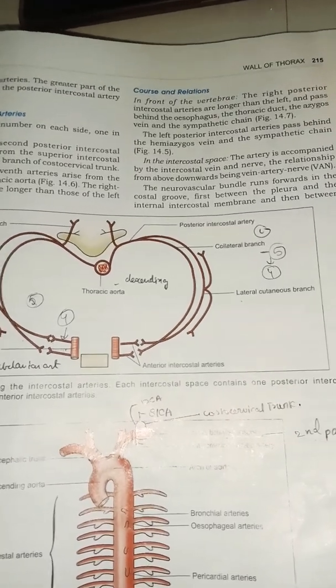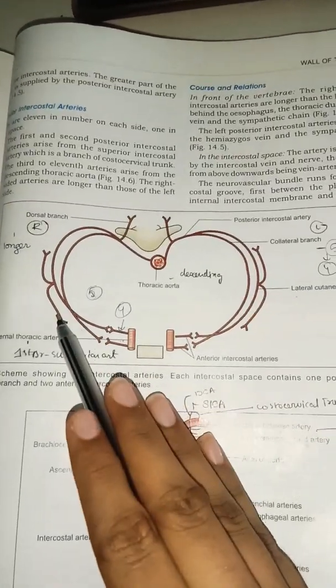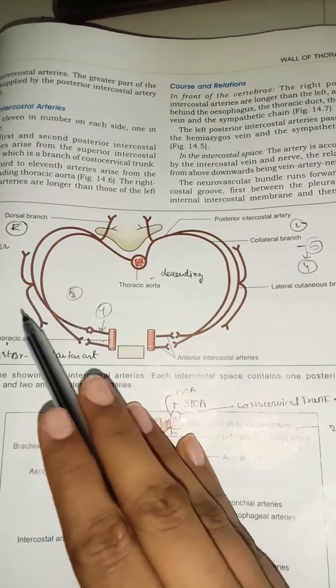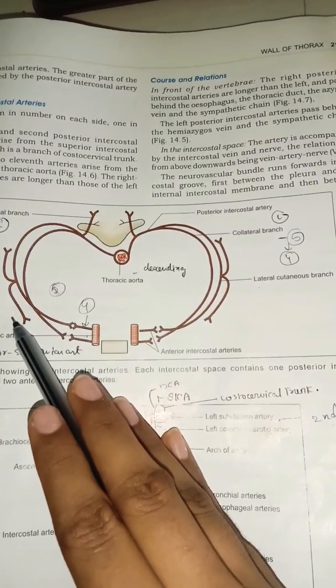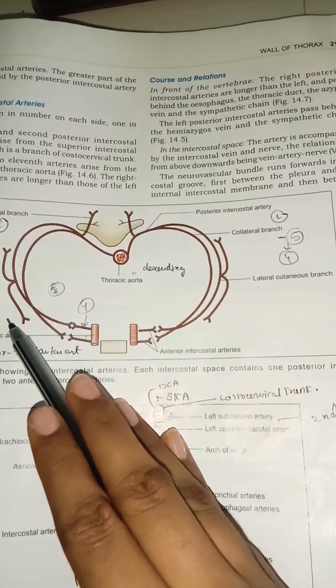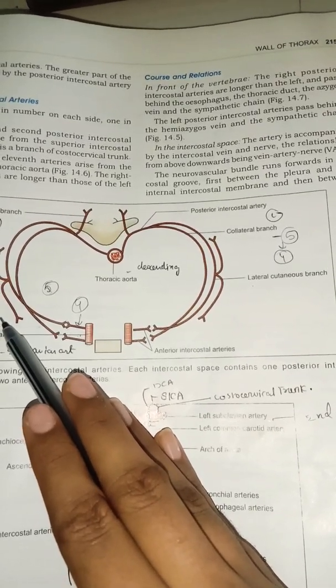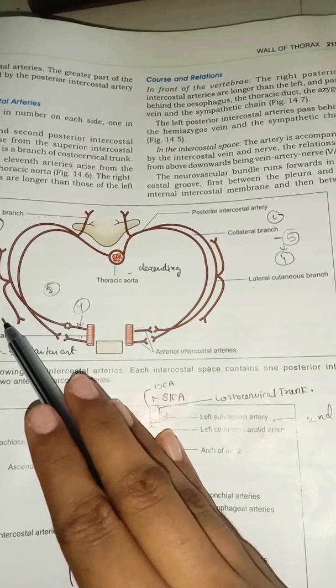And next, the mammary branch. Also some mammary branches are coming. This is a mammary branch. This mammary branch is especially seen in females from the 2nd, 3rd or 4th space artery, and also supplies the mammary gland. And the right bronchial artery arises from the right third posterior intercostal artery.